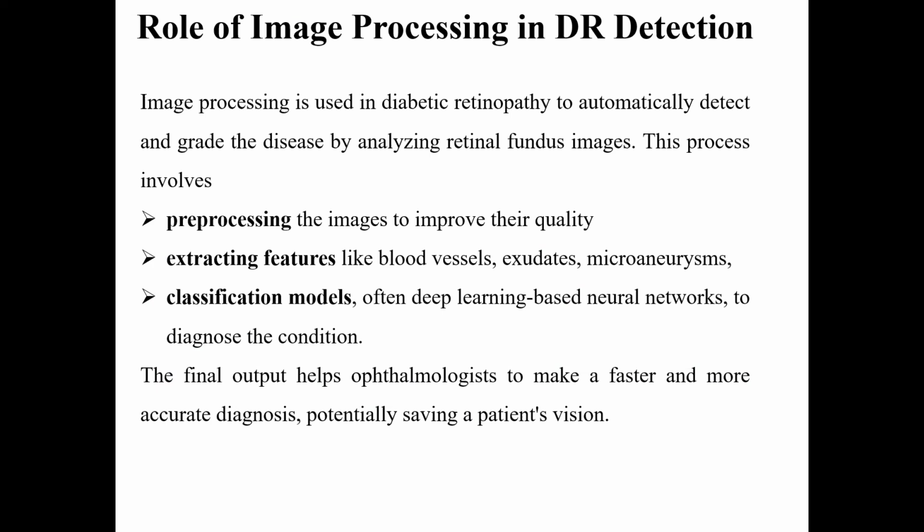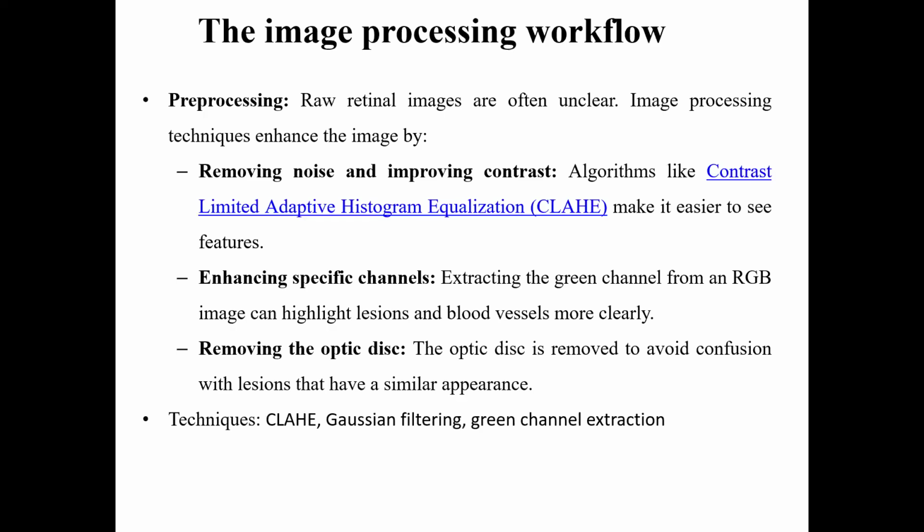Often, in accordance with the current trend, they are using deep learning based neural network models to diagnose the condition. And the final output that we get from this processing is going to aid the ophthalmologist to make the diagnosis faster, more accurate, and potentially save the patient's vision. So, here is a brief workflow of the different processing stages.